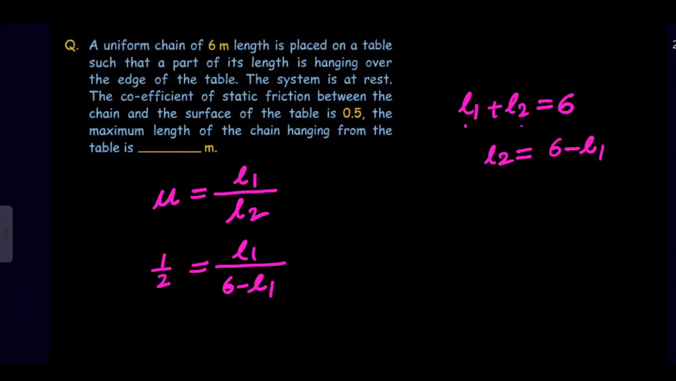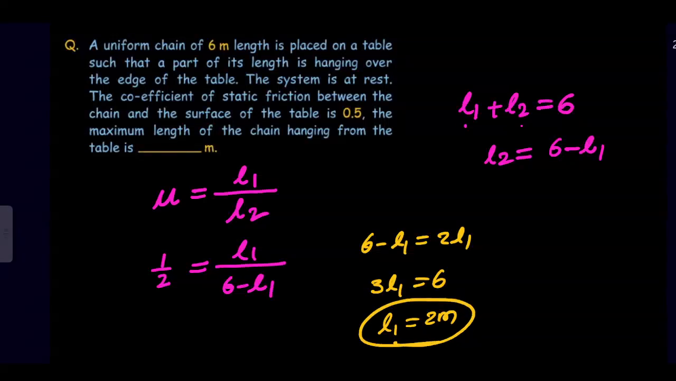Solve this to get L1. L1, the numerator, is the hanging length. That hanging length we will get. So how much will come? 6 minus L1 is equal to 2L1, na? So 3L1 is equal to 6. So L1 is equal to how much now? 2 meters. Right.